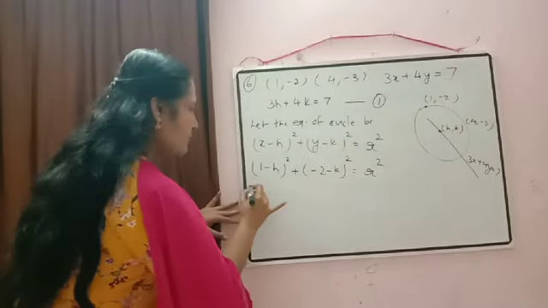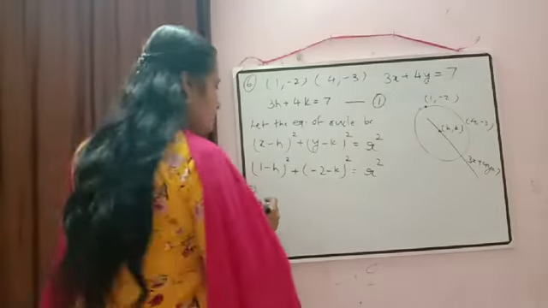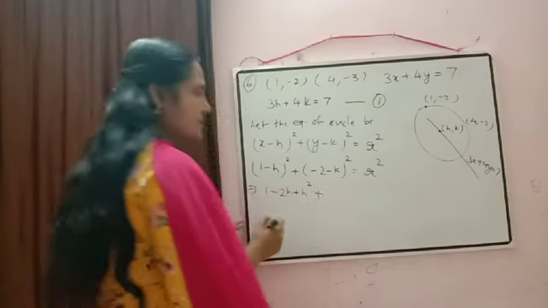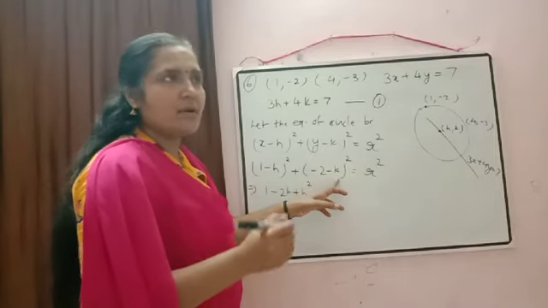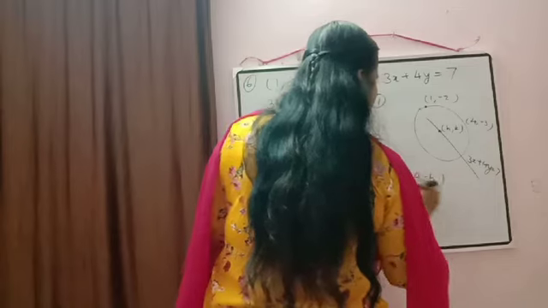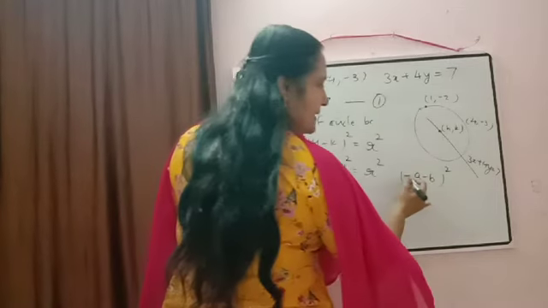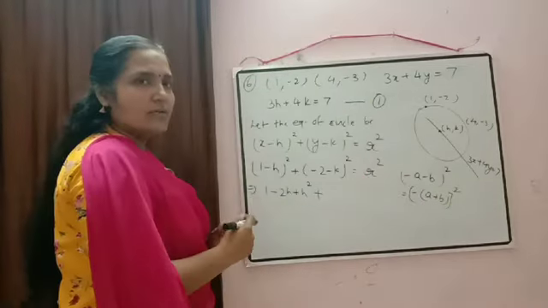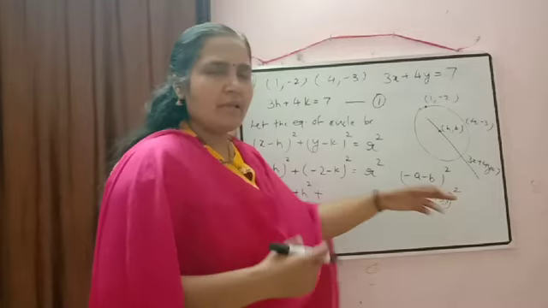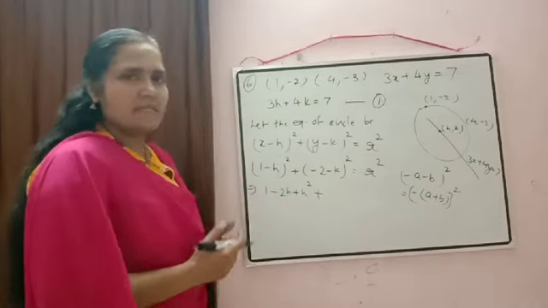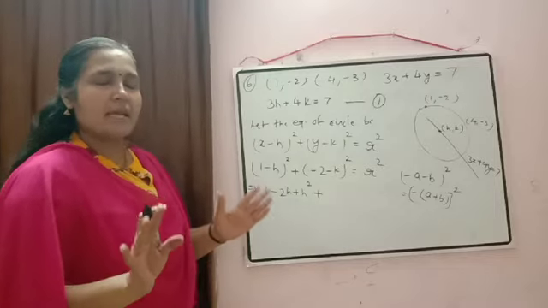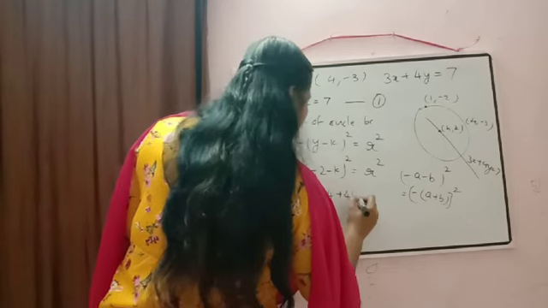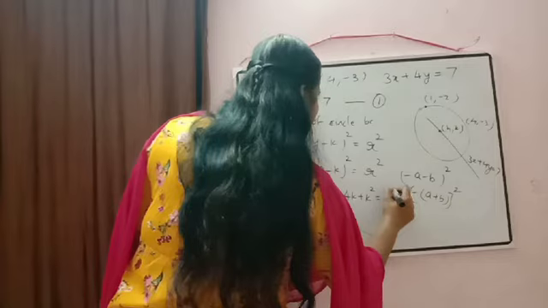Now just expand it. (1 minus h) the whole square will be 1 minus 2h plus h square. And here we have (minus a minus b) the whole square. How will we expand it? If you take the negative sign common, it will come as minus of (a plus b) the whole square, and we know the square of a minus is positive. So whenever both the expressions are negative, you can use the same identity, (a plus b) the whole square. Then what will come here? 4 plus 4k plus k square is equal to r square.